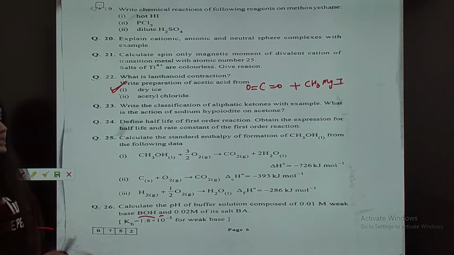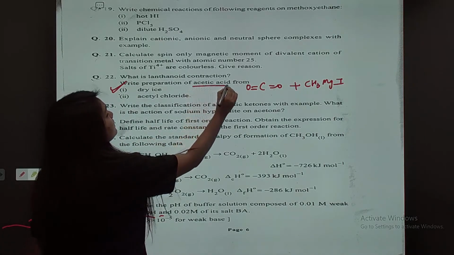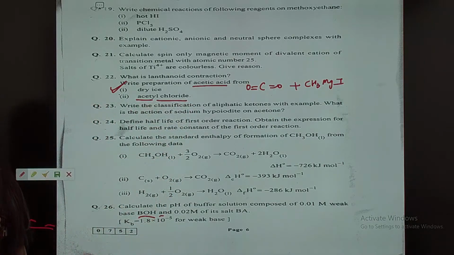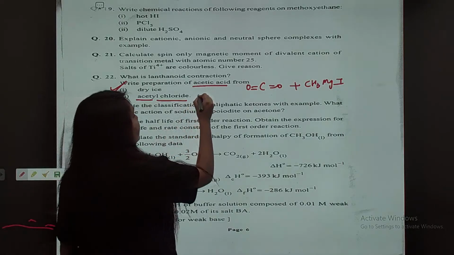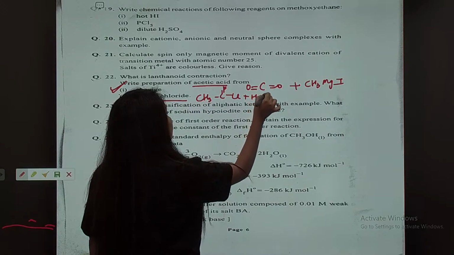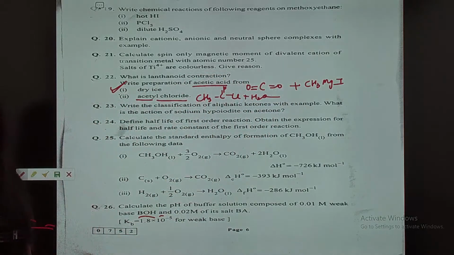That's the first part. The second part is the preparation of acetic acid using acetyl chloride. Now what is acetyl chloride? CH3COCl. So I'll simply write over here CH3COCl, take some water and get the answer. That is going to give you the required product.